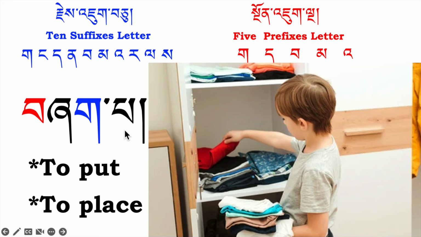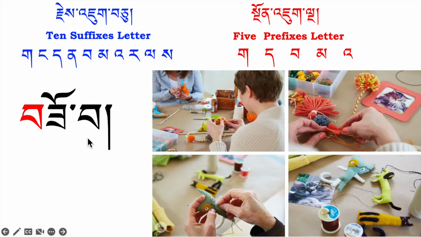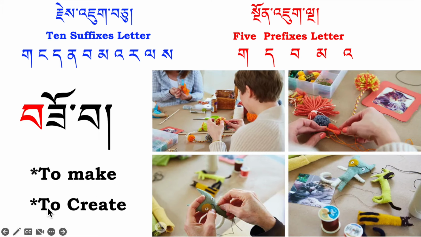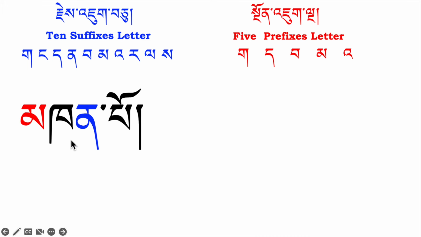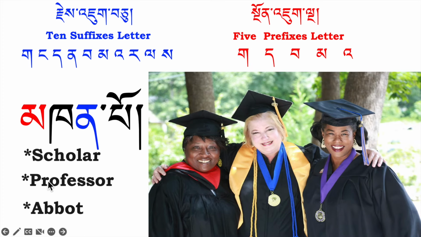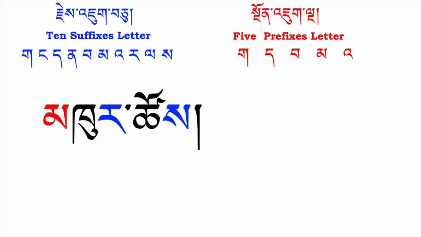Shakpa. Next, bsgrub, sowa, meaning is to make, to create. Sowa. Next, mkhan po, kenpo, meaning is scholar, professor, abbot. Kenpo.